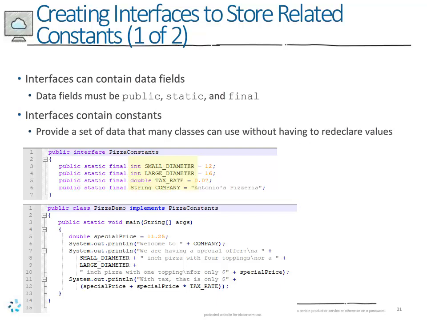Your purpose in creating an interface containing constants is to provide a set of data that a number of classes can use without having to redeclare the value. In this example, we have a public interface PizzaConstant. So several constants are declared for pizza. And in the public class PizzaDemo implements PizzaConstant, this demo can directly use those constants declared in the interface.